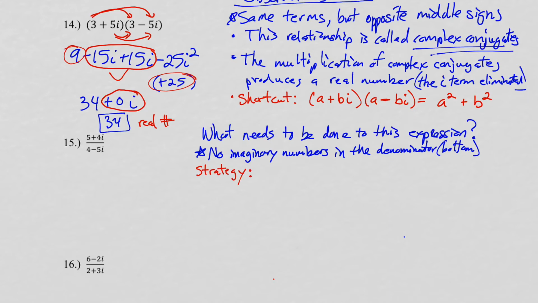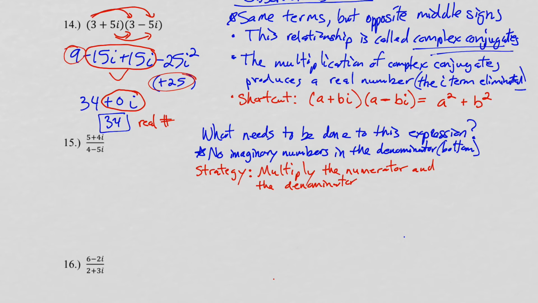Well, we just figured out something that makes imaginary numbers disappear. That's the complex conjugate concept, multiplying complex conjugates. So that's what we're going to do here. But we're not allowed to change the value of this fraction. So we have to multiply by 1, in the form of multiplying the numerator and the denominator by the same thing. So we're not really changing the value, but we're going to change the format.